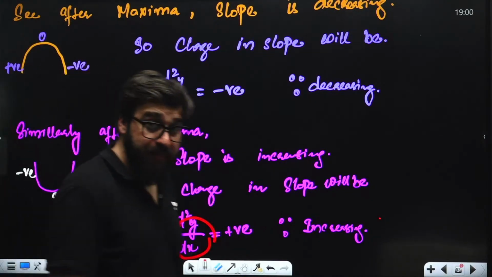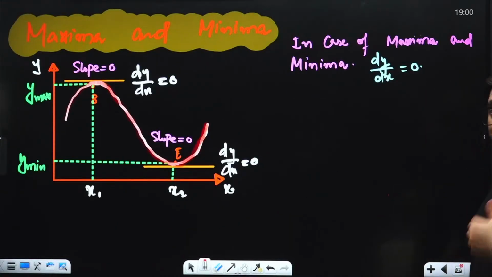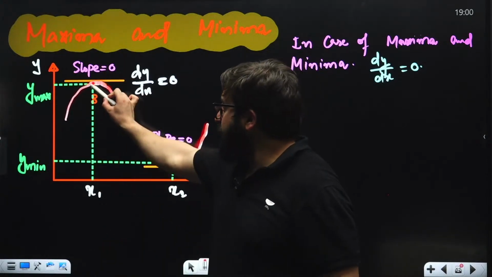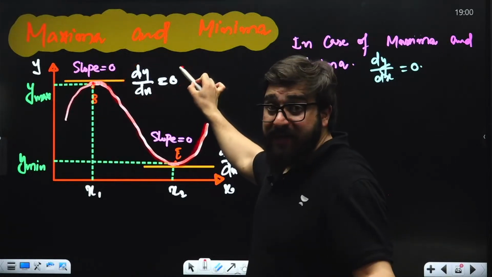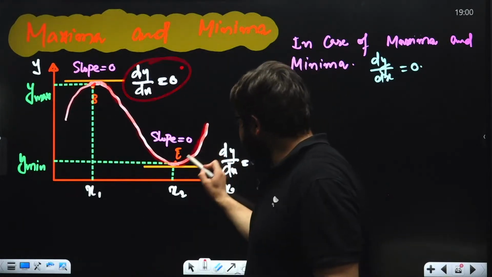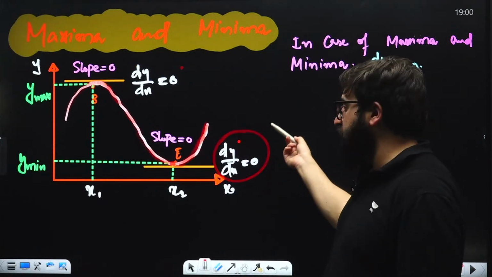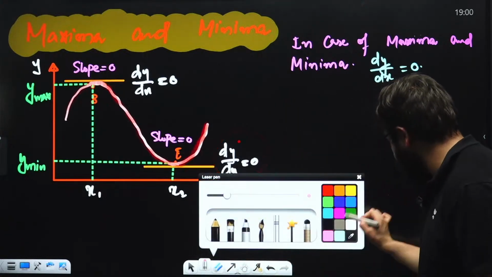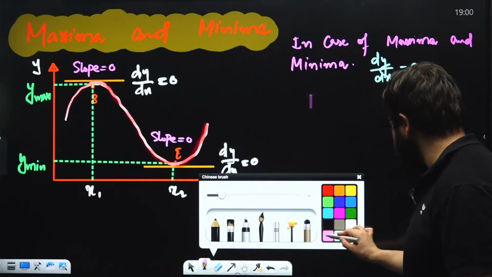Sir, how do we check which one is maxima and which one is minima? Let's take this point. Find dy by dx at this point. If it is coming out to be 0, it can be either maxima or minima. Take this point. Here also dy by dx is coming out to be 0. It can be either minima or maxima. How do we check if it is maxima or minima?